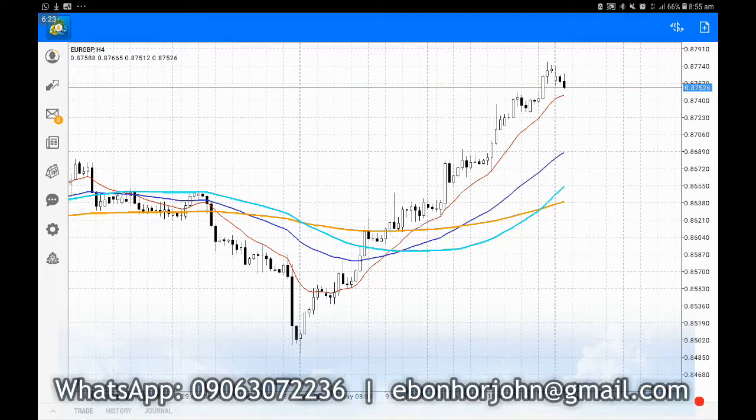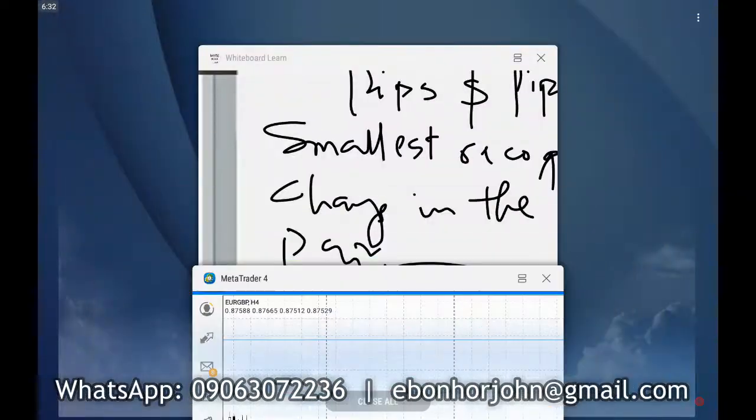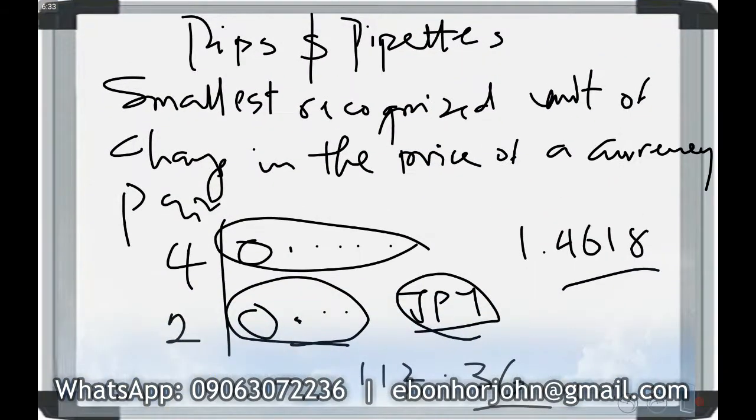Okay, so that having been said, that takes care of pips. A pip is the smallest unit of change in the price of a currency. Later on, we're going to talk about how a pip becomes money and how much the pip would become when you're trading in forex.